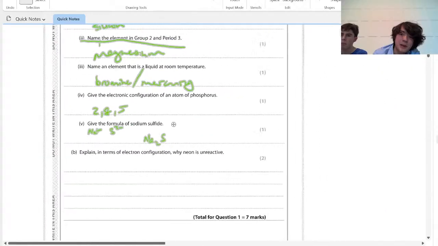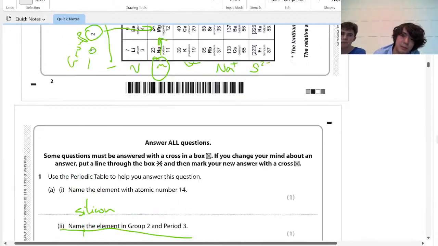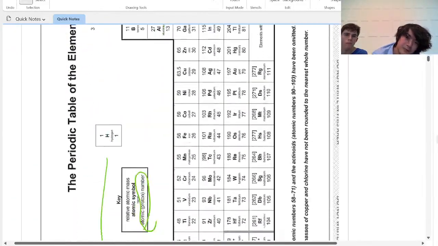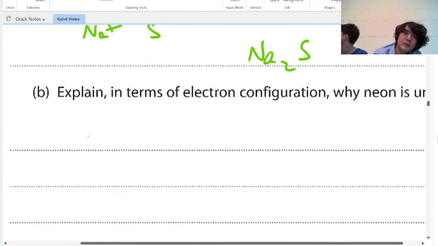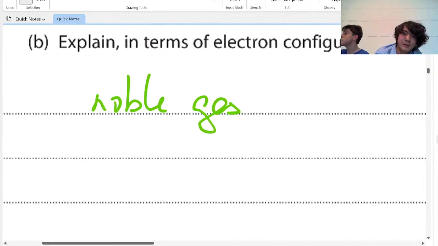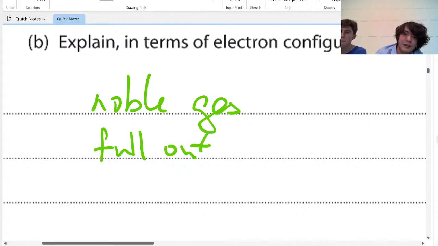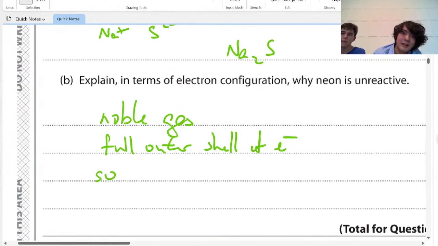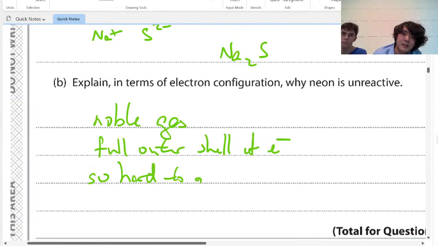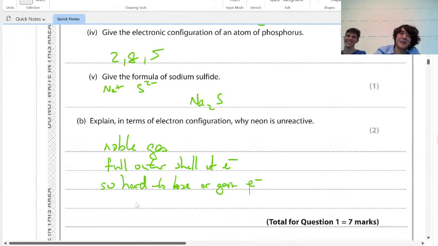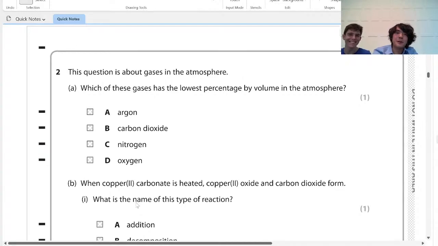Explain why neon is unreactive. Neon is in group 0, so it's a noble gas. One of the properties of noble gases is that they have a full outer shell of electrons, so it's hard to lose or gain electrons. That's the key phrase. Learn it, please. Right, question 2.